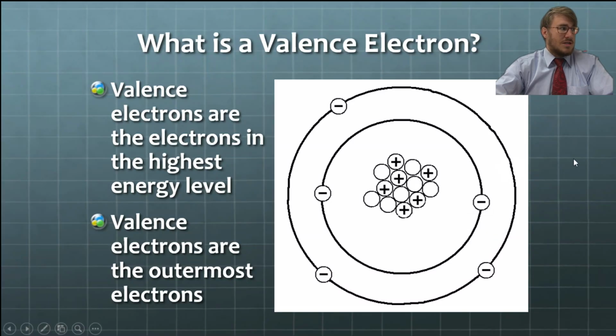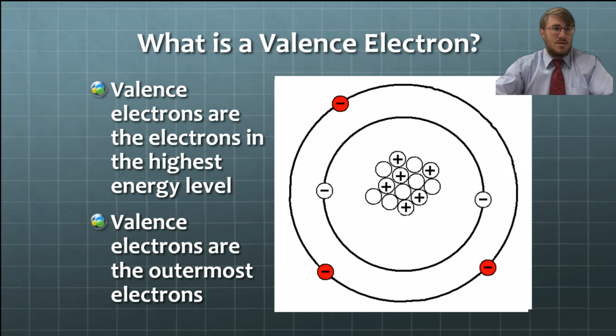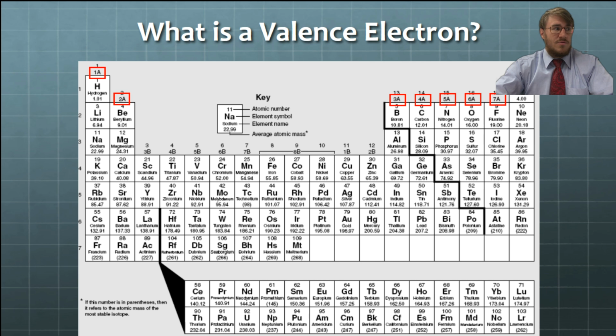So what's a valence electron? Remember, valence are the outermost electrons. They exist in the outermost shell. In this case, this would be a group 3A atom. Specifically, if you look at it, it has 6 protons. Actually, it's not even neutral because it only has 5 electrons. So that's interesting. But those 3 outermost, highlighted in red for you.